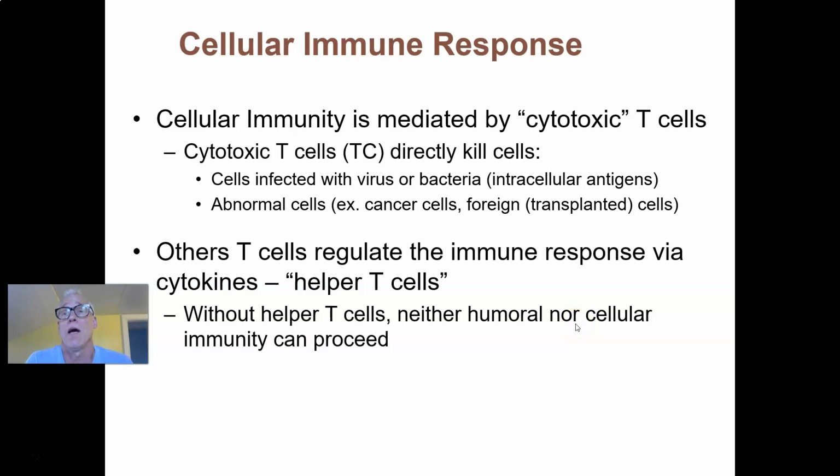Cellular immunity is mediated by cytotoxic T cells. Those cells' job is going to be to kill infected cells, cells that have been infected with a virus or a bacteria, and also abnormal cells, cancer cells that don't express their surface proteins correctly, and foreign cells brought into the body in tissues that are transplanted. Those are the targets of cytotoxic T cells. Other T cells regulate the immune response itself, and those are called helper T cells, among others, and we're going to talk about those in a bit.